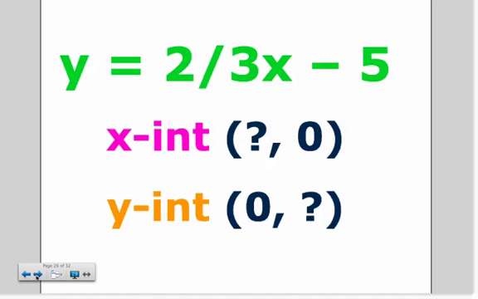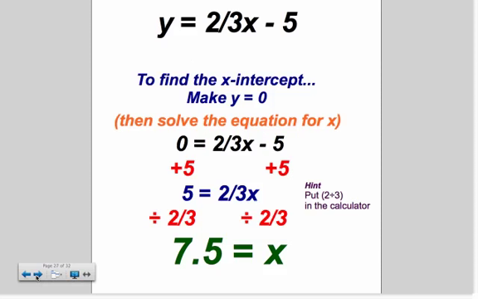The second example I'm going to do for you is with a slope being a fraction. Again, this procedure is exactly the same. To find the x-intercept, I make y equal to 0, and to find the y-intercept, I make x equal to 0. So I take my equation, first finding the x-intercept, put a 0 in there for y, and then solve the equation for x. That means I add 5 to both sides, so I get 5 equals 2/3 x, and then I divide both sides by 2/3.